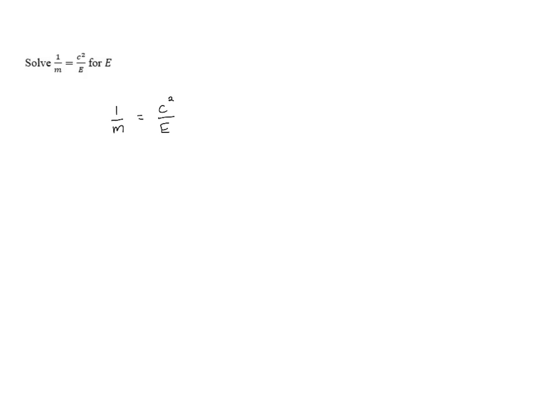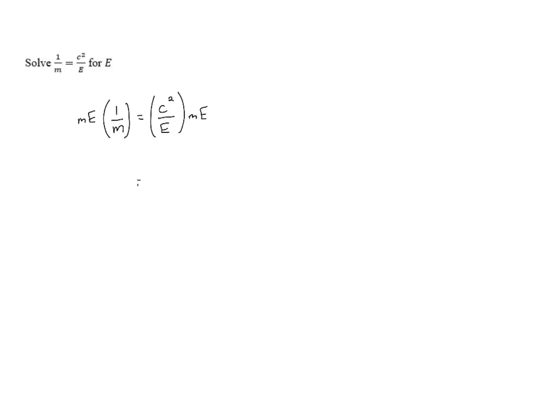The very first step when we're solving an equation with fractions is to get rid of the fractions by multiplying both sides by the least common denominator. And in this case, because the denominators are m and e, the least common denominator is me. So we need to multiply both sides by me.